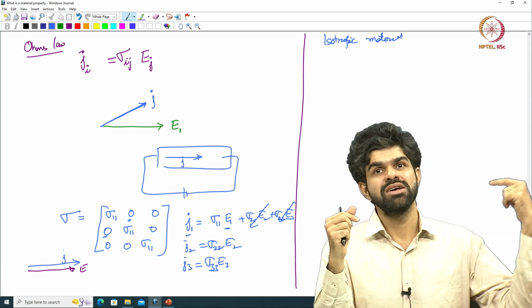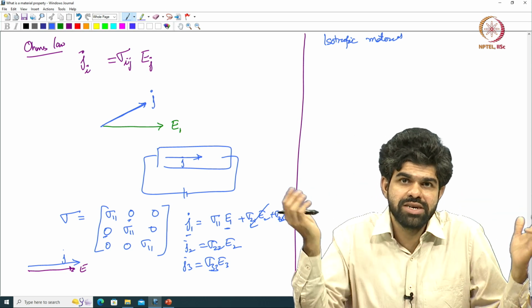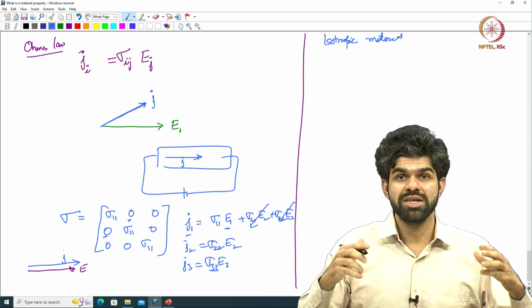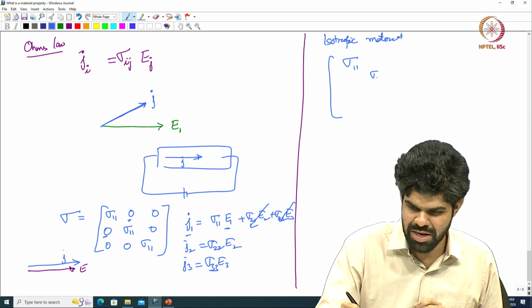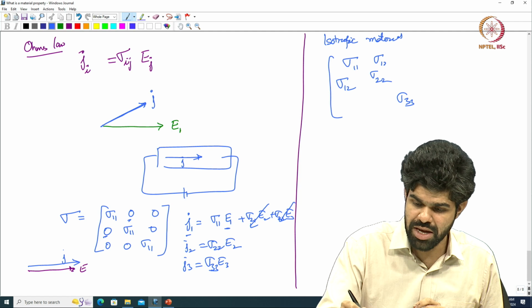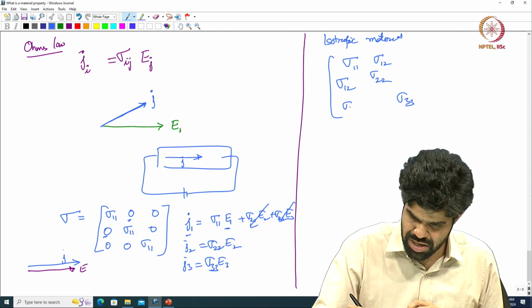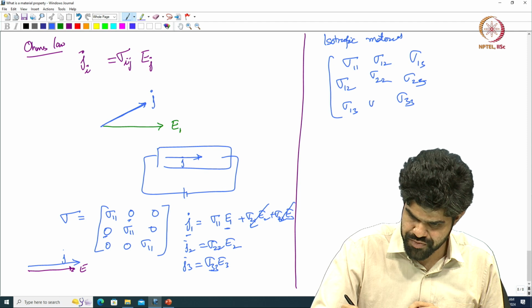And in an isotropic material, all this while whatever we have been learning, that current follows the electric field, is actually valid, right. But if I make my material more complex, so I start putting in sigma 1 1, sigma 2 2, sigma 3 3, but I also start putting in these cross coupling elements, right. So, sigma 1 3, sigma 1 3, sigma 2 3, sigma 2 3.